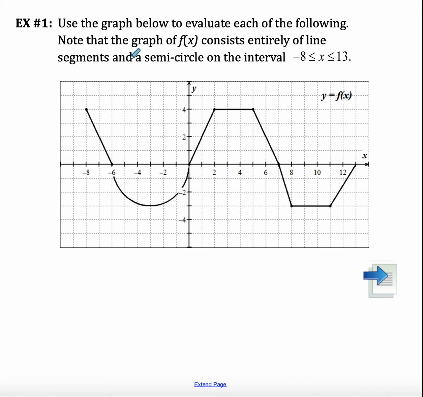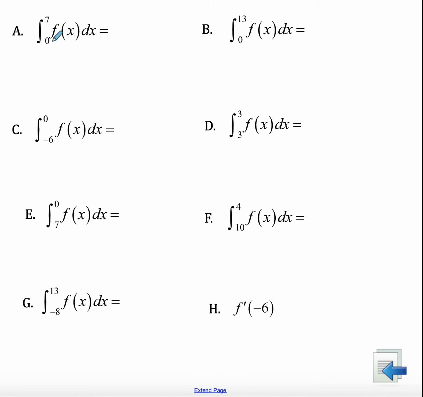All right, let's look at example 1. It says use the graph below to evaluate each of the following. Know that the graph of f of x consists entirely of line segments and a semicircle in the interval from -8 to 13. So we see that here. And just to see the kind of questions they want us to answer, it's going to be the integral from 0 to 7, 0 to 13, and so forth. Okay, so let's take a look at one at a time.